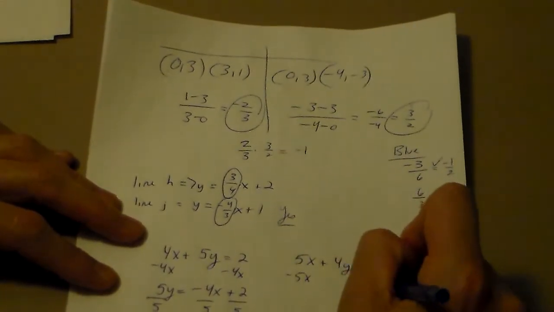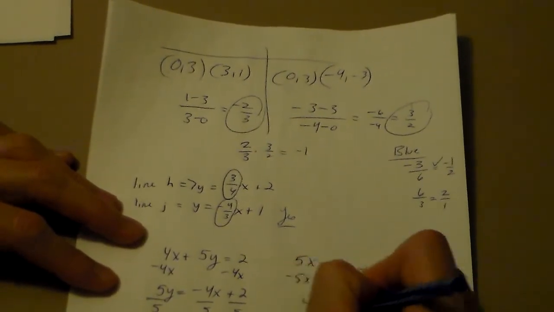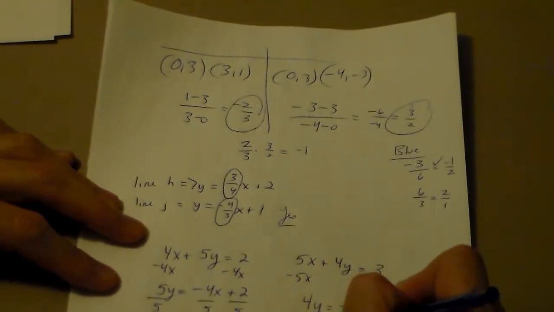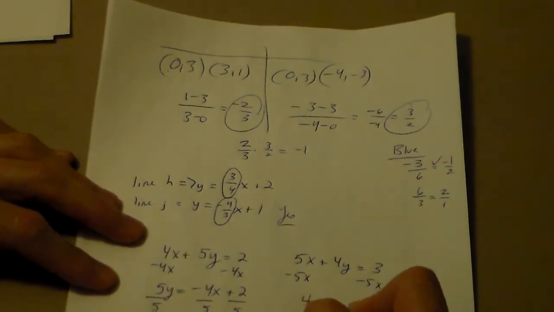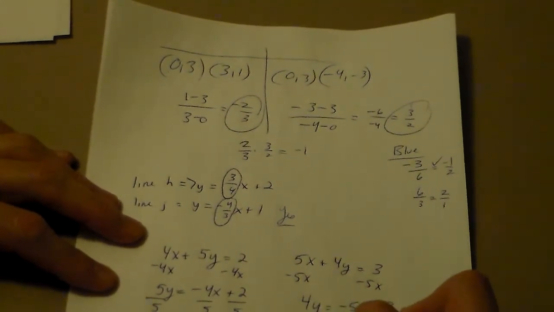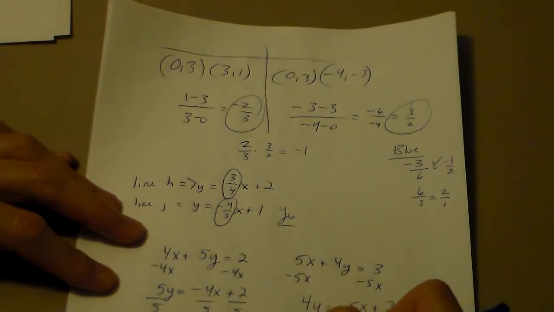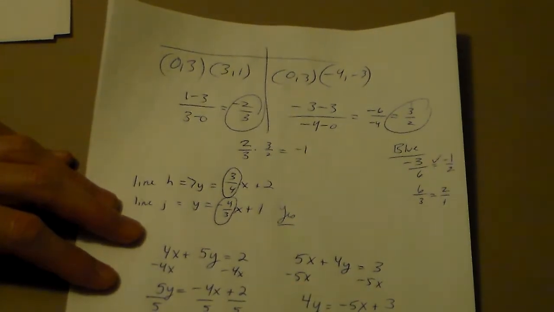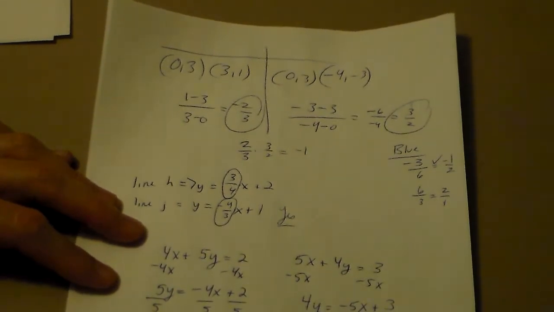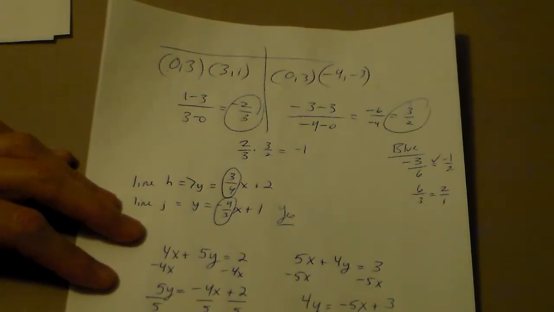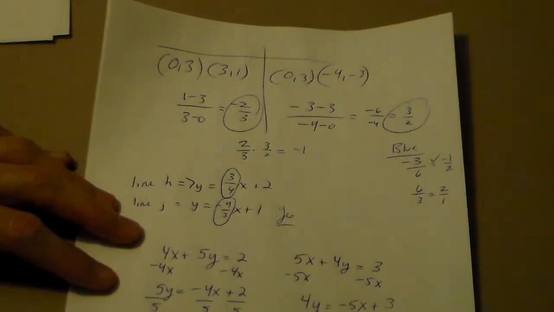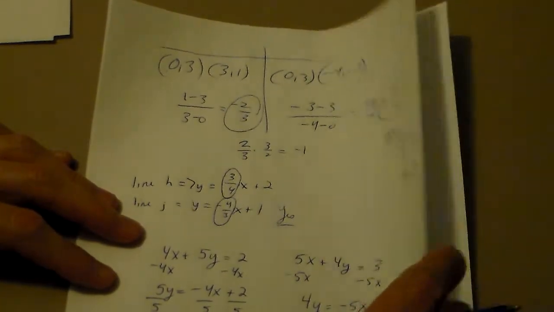Minus 5x, 4y equals -5x plus 3. Divide by 4, divide by 4, divide by 4. Y equals -5/4 x plus 3/4. So my slopes are -4/5 and -5/4. Are they perpendicular? No, they're both negatives. You can't have two lines both have negative slopes and have them be perpendicular. Their slopes have to be opposites.